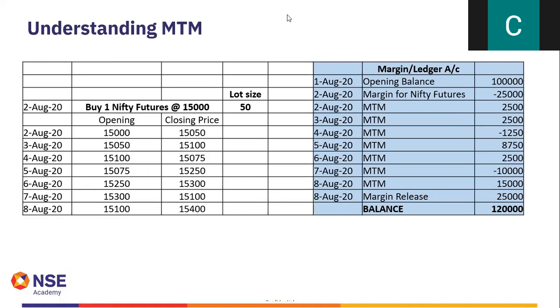So what happens at the day of exercise or the day of the contract? That's what. See, on 8th August, say around 3 o'clock, he has closed it. At 3 o'clock, the price was 15,400. So on that day, he has made a profit of 300. That credit will be given, plus the margin which has been blocked will be released.